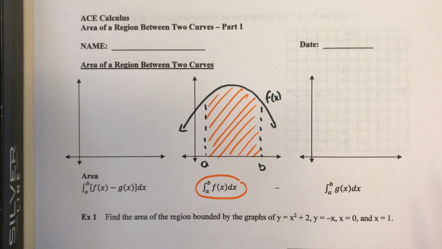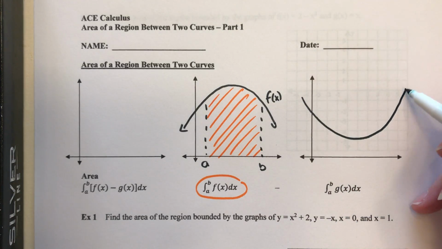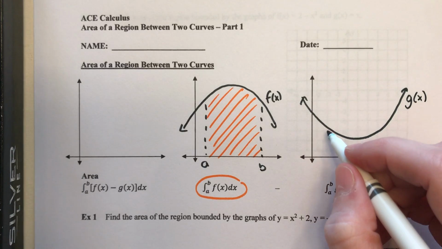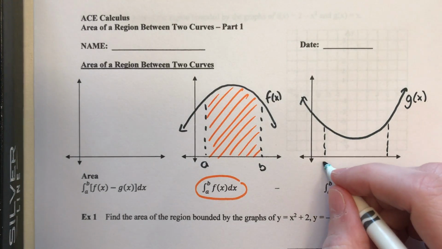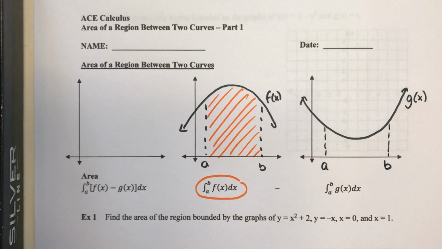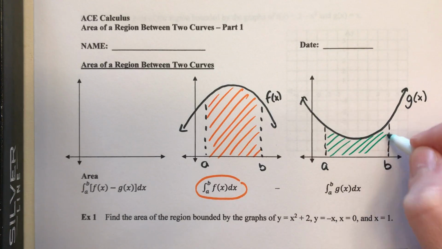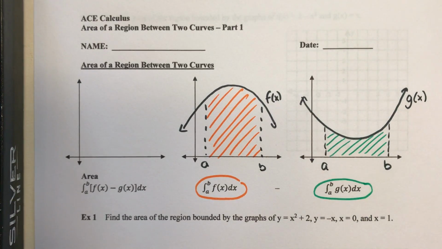Okay, so now I'm going to draw a g of x graph, and I'm going to have this be a parabola that opens up. And I'm just making up an example here, so your graphs could look like anything. Mark that off from A to B, and I'm going to use a different color, and I'm going to shade that region in. And we would solve that the same way. We would take our boundaries, and then we have our function.